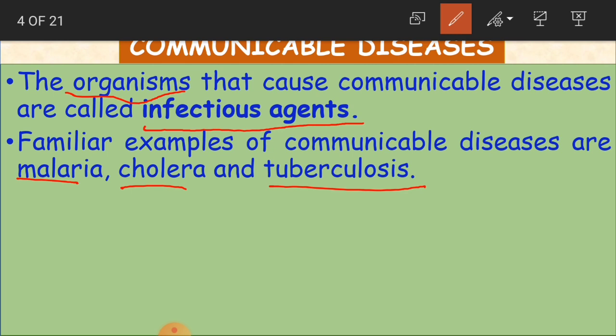Okay, so these are all infected diseases. In the sense, if you are near an infected person, suppose he is having malaria, cholera, or tuberculosis, these types of diseases spread very easily to other persons also. Okay, children, and these communicable diseases are caused by some infectious agents.